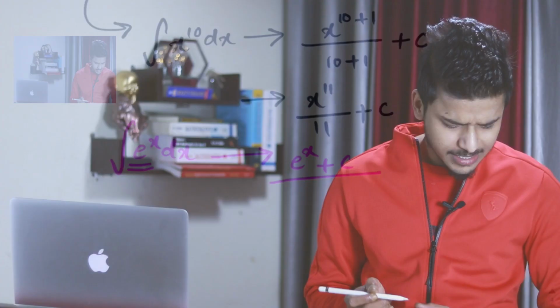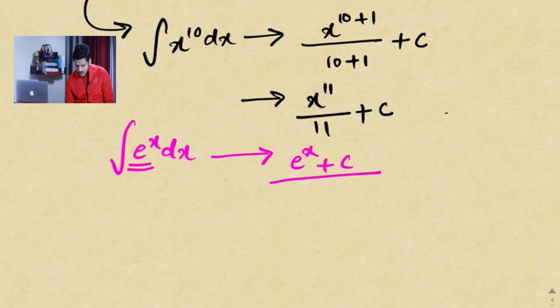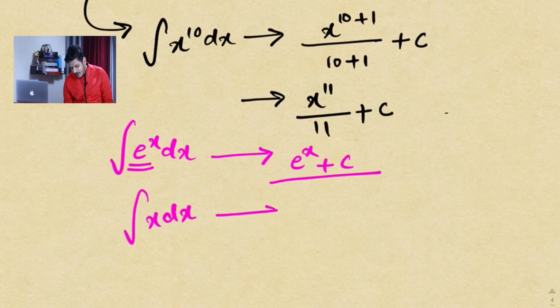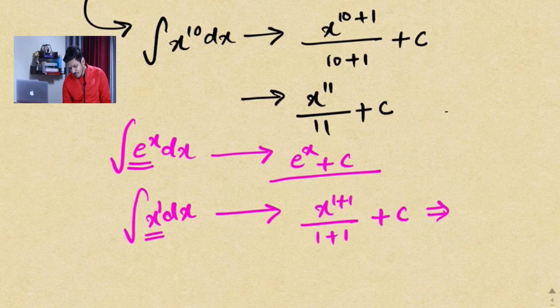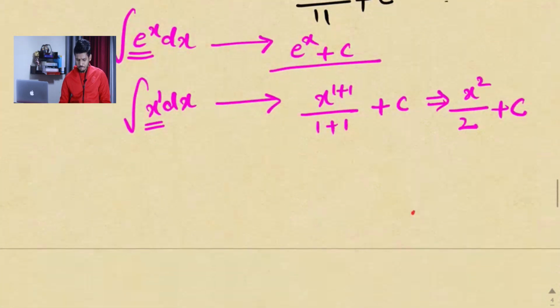Now what will be the integration of x dx? Here x is a linear term, so we can write x as x to power 1. What will be the integration of x? This will be x to power 1 plus 1 upon 1 plus 1, plus c. This will be x square by 2 plus c.